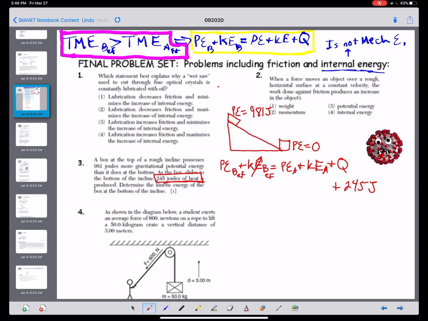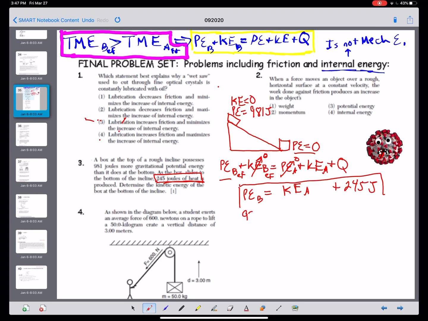So the KE before is 0. There's no KE up here at the top of the incline. Right? So all we have before is PE. And then at the bottom, since we said PE is 0, there's no PE after. So notice what we did here? Let's clean this up. We essentially have PE before equals KE after plus 245. See that? So here's our next equation. I'll put this in a box so it looks nice and neat. And now I'll plug in numbers.